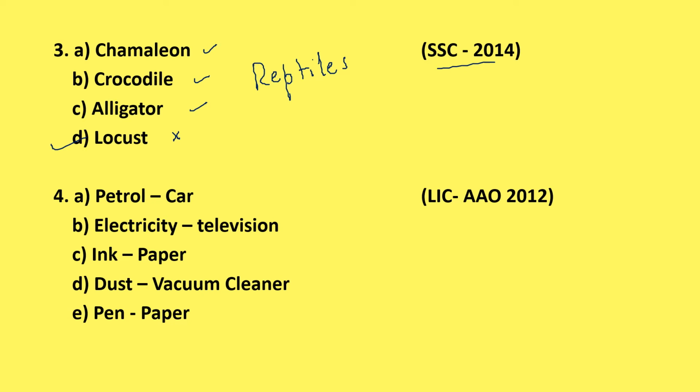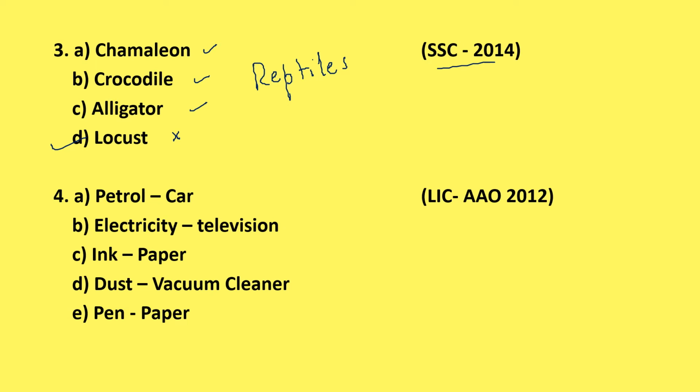Now in the fourth question, there is a slight difference in the type of questions. Now there are two words given for each option, and there is a relation between the first word and the second word, and we have to find out that set of words which does not have a similar relation as the other four options given here. So let's discuss this in detail.